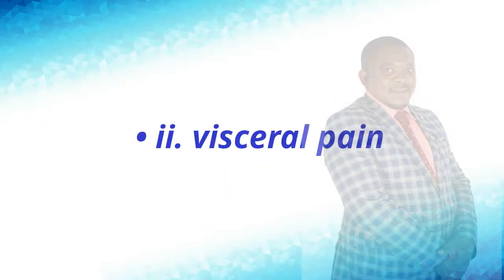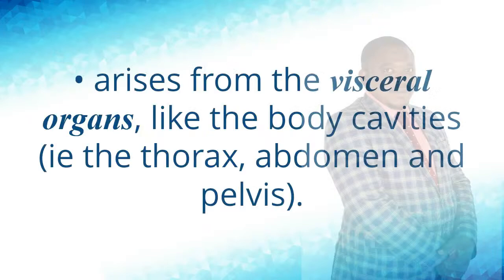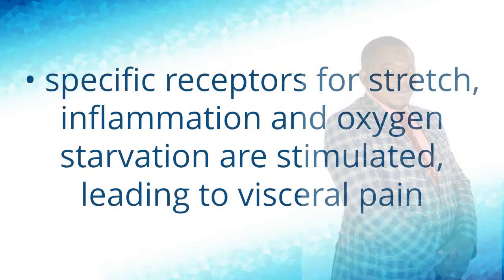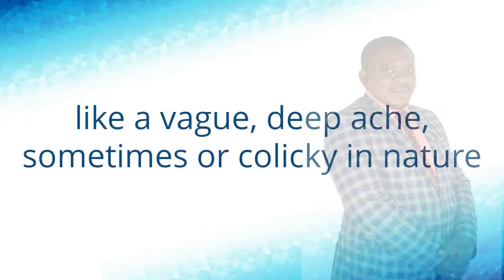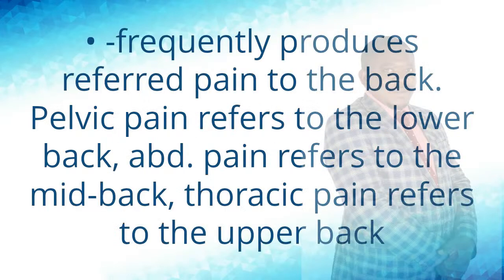Visceral pain. Arises from the visceral organs, like the body cavities, the thorax, abdomen and pelvis. Specific receptors for stretch, inflammation, and oxygen starvation are stimulated, leading to visceral pain. Characteristics of visceral pain: poorly localized. May feel cramping, like a vague, deep ache, sometimes colicky in nature. Frequently produces referred pain to the back. Pelvic pain refers to the lower back, abdominal pain refers to the mid-back. Thoracic pain refers to the upper back.